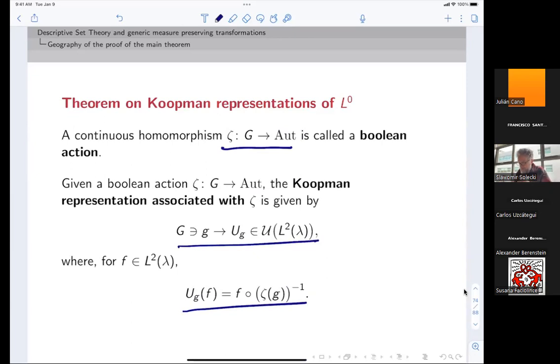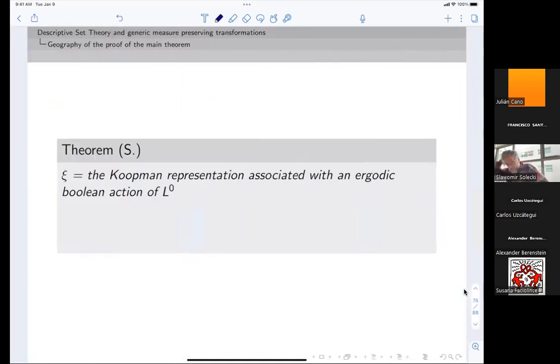These are special unitary representations, not arbitrary ones. They are called Koopman representations. They come from the 30s. It's an old idea that a measure preserving action gives you a unitary representation. Okay, so now here is the theorem that resolves the issue.